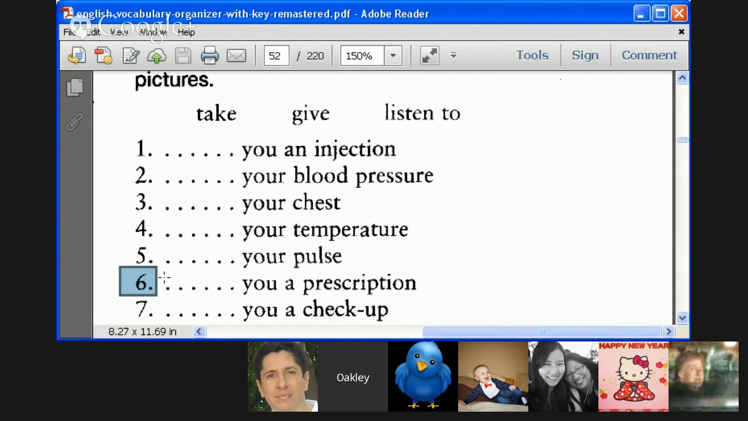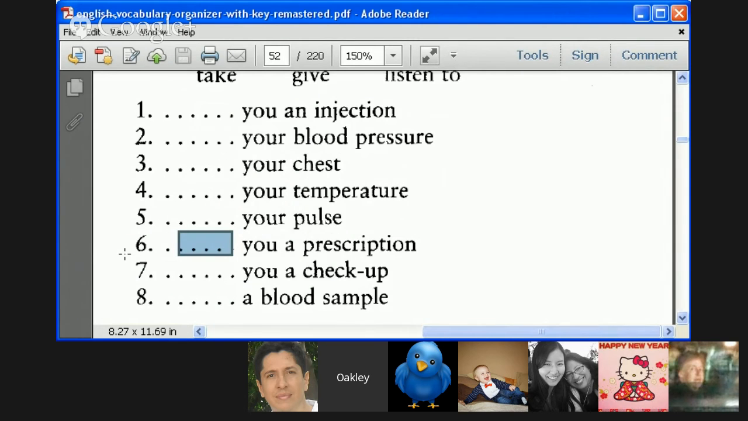Nader, number 6. Give you a prescription, of course. The doctor gives you a prescription. I got a prescription from the doctor, or the doctor gave me a prescription. Very good. Gemma, number 7.